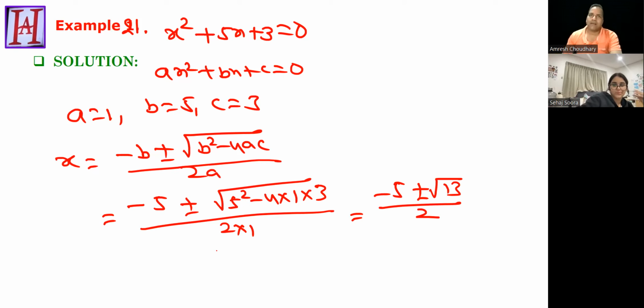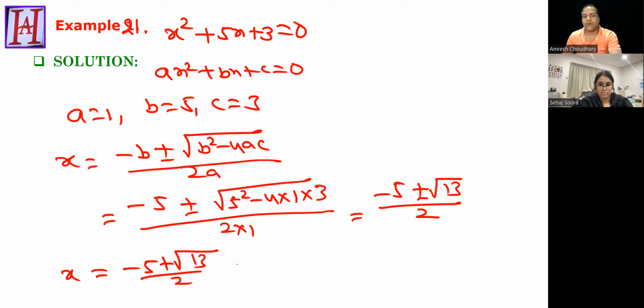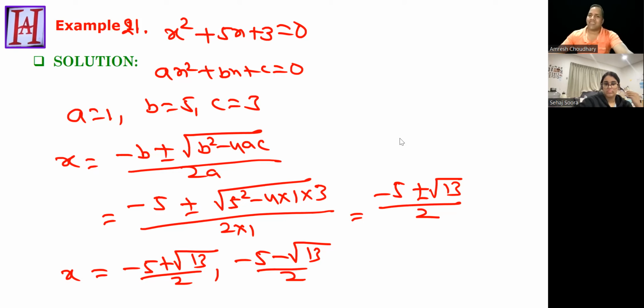So you can say that x has two values. The first one is minus 5 plus root 13 upon 2, and the second root is minus 5 minus root 13 upon 2. Yes or no? So you can say that there are two solutions. Clear?